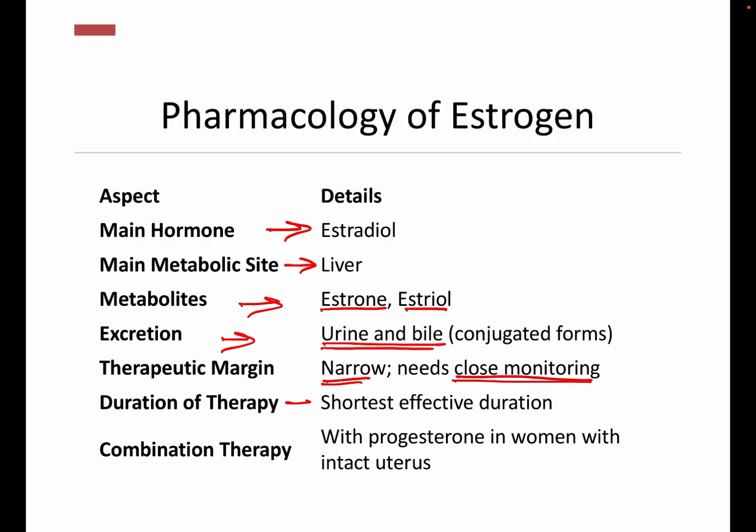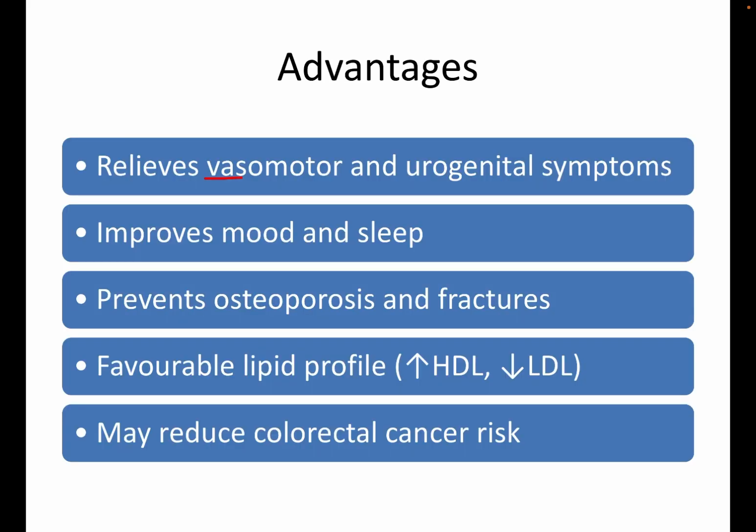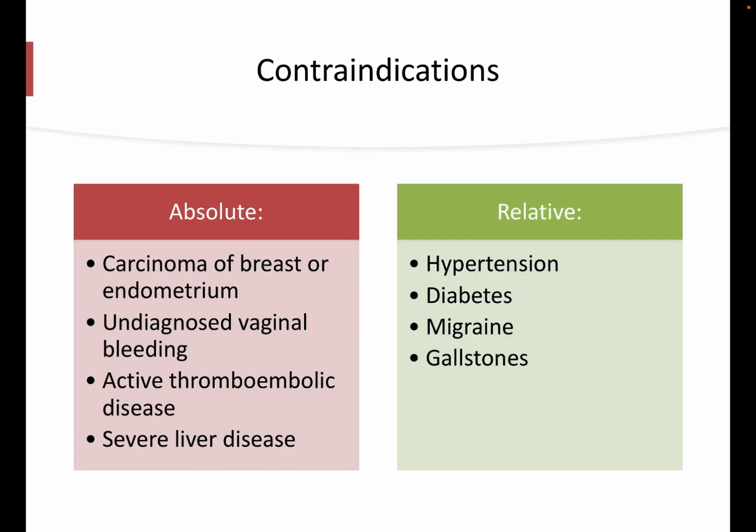And duration of therapy should be the shortest effective duration. Combination therapy with progesterone in women with intact uterus. Coming to the advantages, it relieves vasomotor as well as urogenital symptoms, improves the mood as well as sleep, prevents osteoporosis and fractures, is favorable for lipid profile by increasing the HDL and decreasing the LDL, and may reduce colorectal cancer risk.